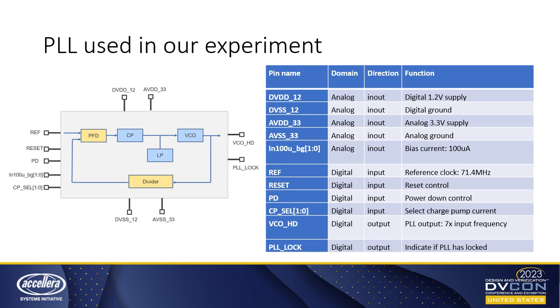The PLL used in our experiment features both digital and analog supplies, some input bias current, the reference clock input, reset control, power down control, some controls for the charge pump current, and of course the PLL output clock and a lock indicator.